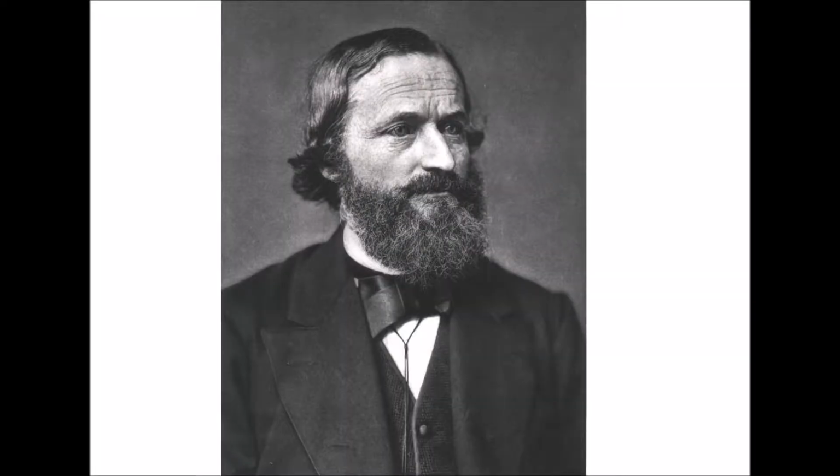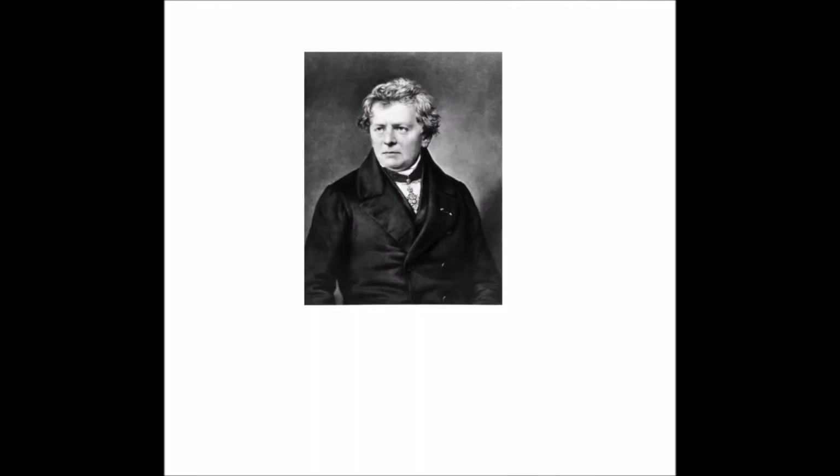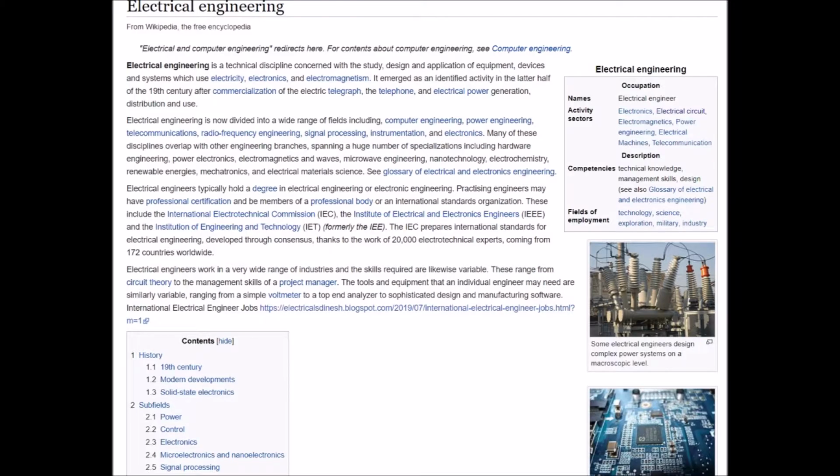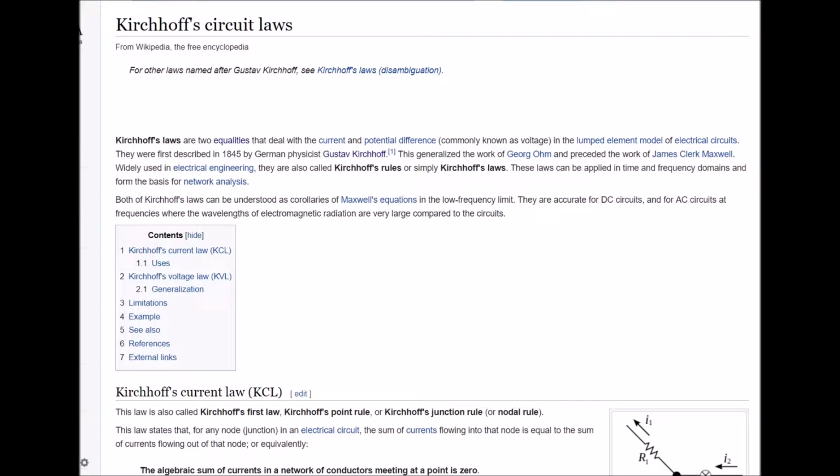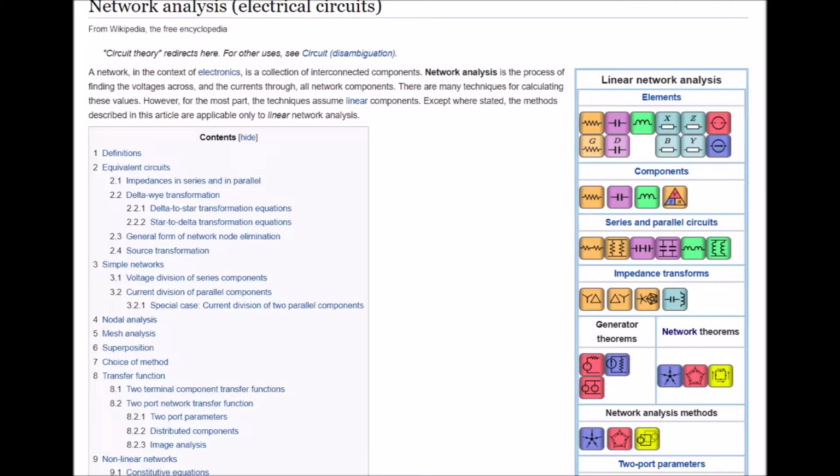They were first described in 1845 by German physicist Gustav Kirchhoff. This generalized the work of George Ohm and preceded the work of James Clerk Maxwell. Widely used in electrical engineering, they are also called Kirchhoff's rules or simply Kirchhoff's laws. These laws can be applied in time and frequency domains and form the basis for network analysis.